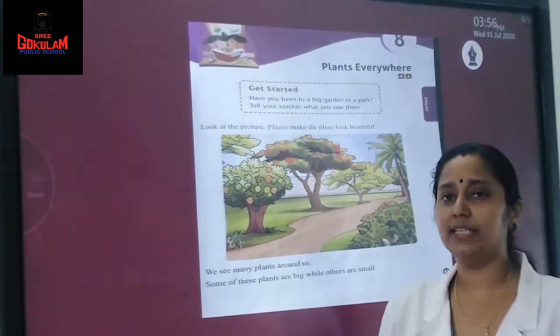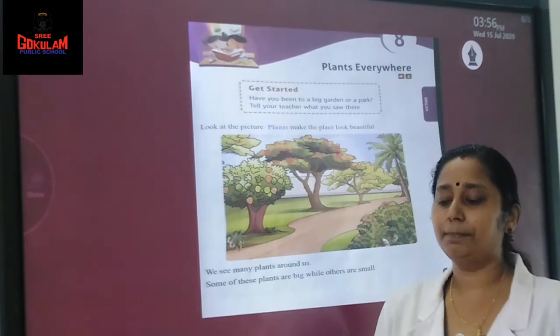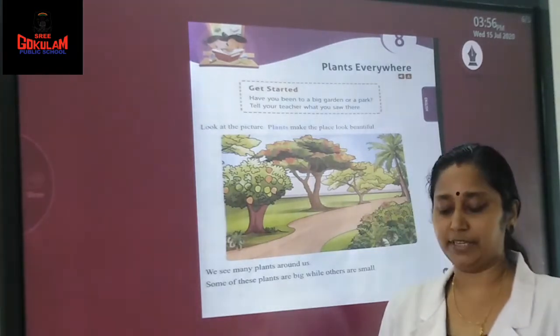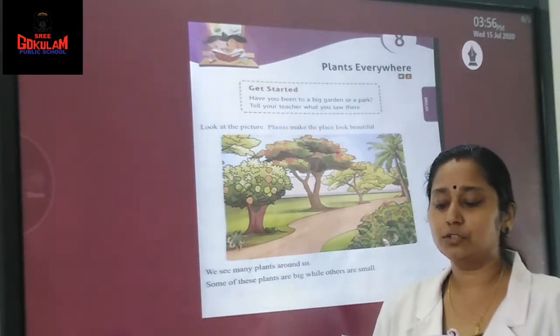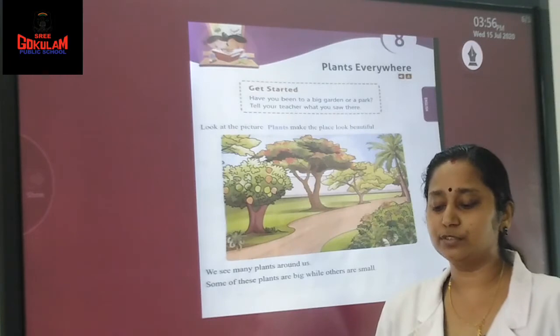Now teacher is going to read the lesson. The lesson number is lesson 8, Plants Everywhere. What is the name of the lesson? Plants Everywhere. A big garden or a park? Tell your teacher what you saw there.